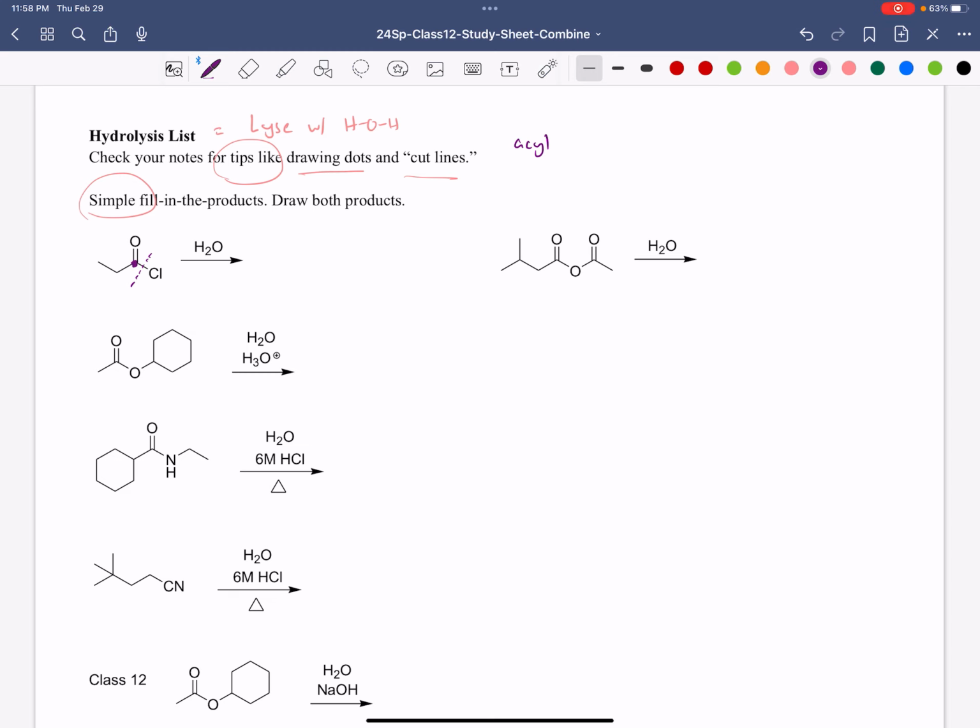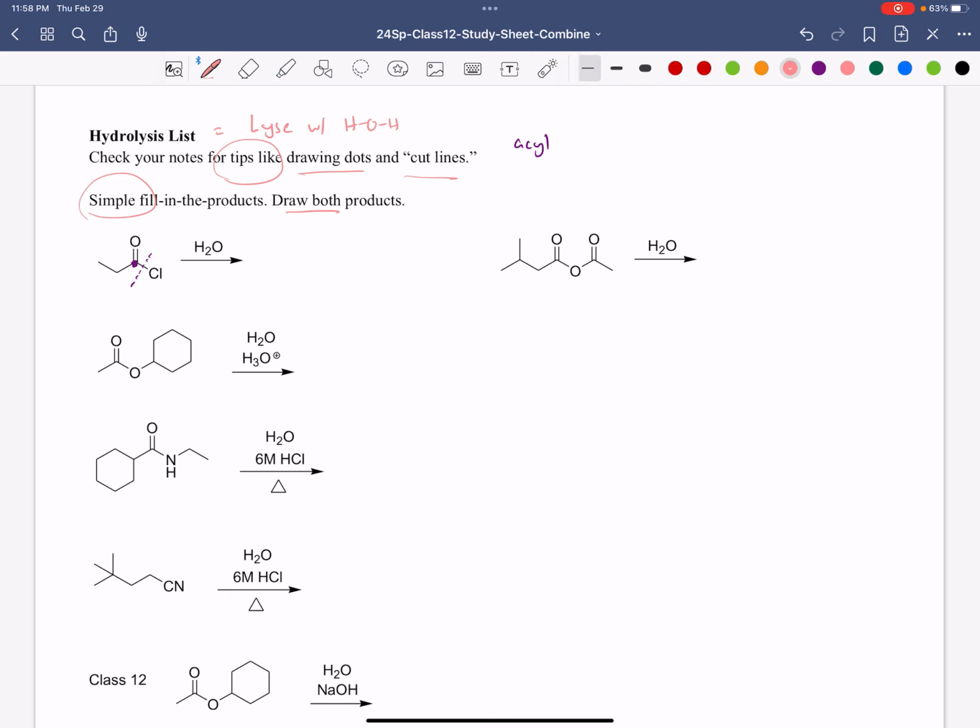We're not drawing the mechanism. We went over the mechanism in class, and you have other chances to practice it on the ACE. I want to know what are the products. Read your directions. It says draw both. What does that mean, draw both? You know what it means? We're going to have the left side of the molecule and the right side of the molecule.